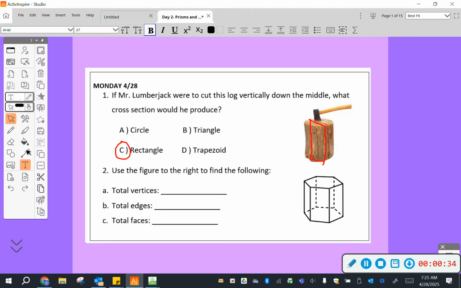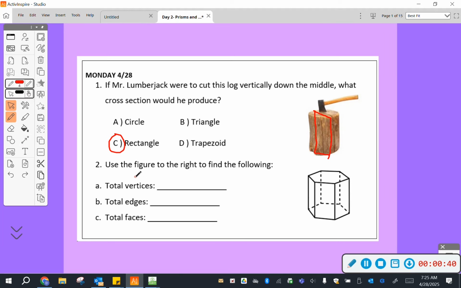All right, next. How many vertices does this figure at the right have? What does vertices mean? How many points? So how many points do we see here? 2, 3, 4, 5, 6 up top, and 6 on the bottom. How many total? That is 12 total vertices.